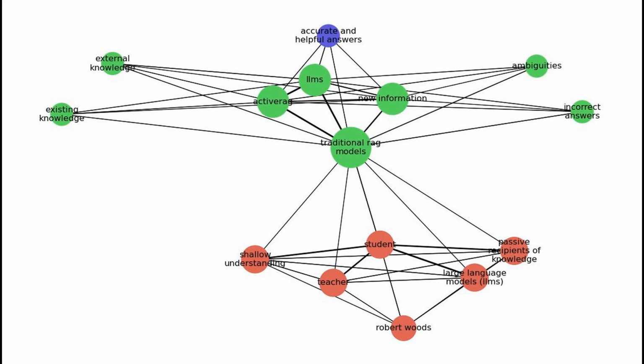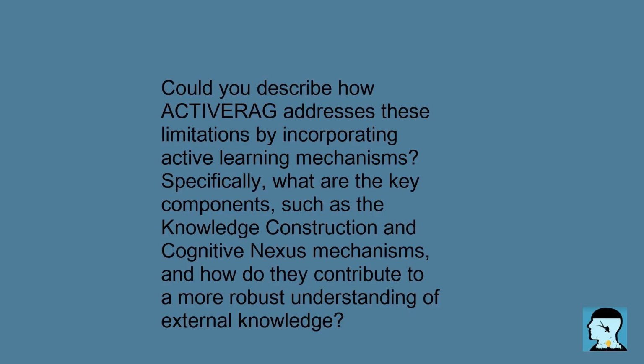In summary, when LLMs are treated as passive knowledge receivers, they struggle to form a deeper understanding of external knowledge, which limits their ability to provide accurate and helpful answers. This is where more advanced methods like ACTIVERAG come in, which encourage active learning and help LLMs connect new information with their existing knowledge for better comprehension. That sets the stage nicely for discussing innovations in this area.